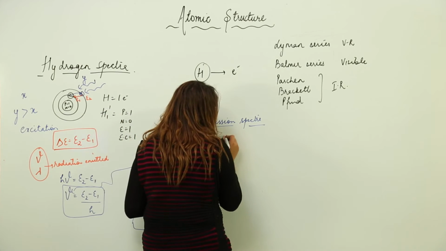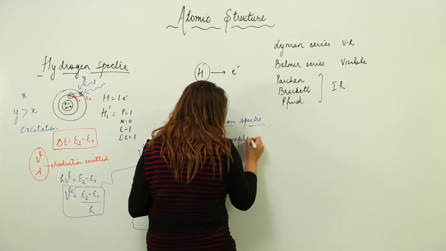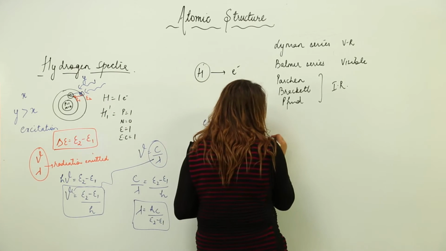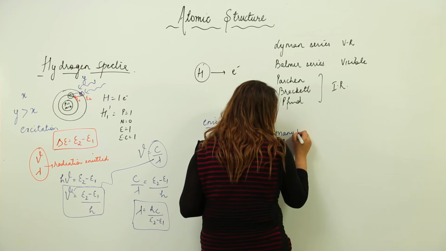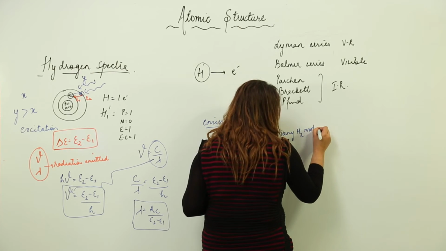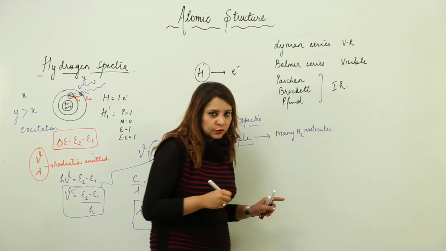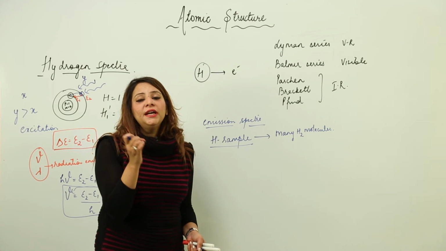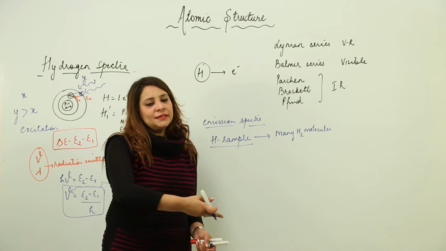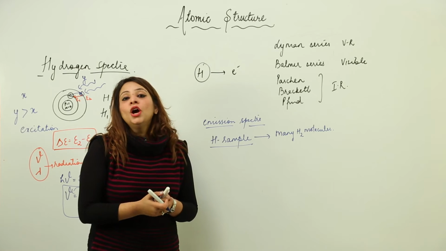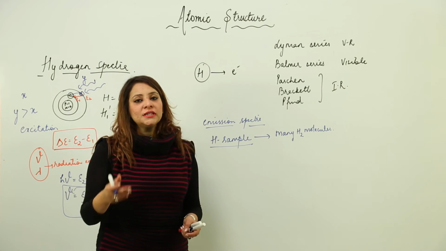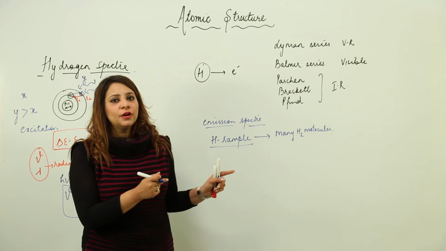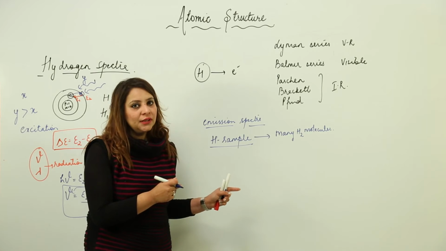Instead of that, we are taking a hydrogen sample. And this sample will contain many hydrogen molecules. So when we supplied heat, because we know that to study an emission spectra, a substance emits light when we heat it or pass an electric discharge. So in this case, to study an emission spectra, we need to pass heat or an electric discharge, right?